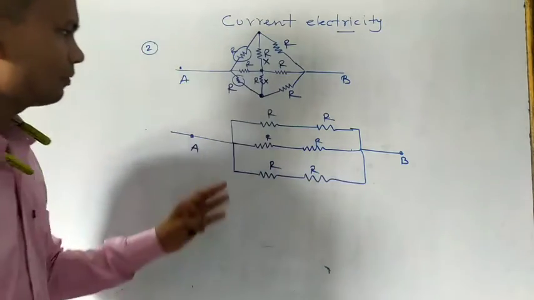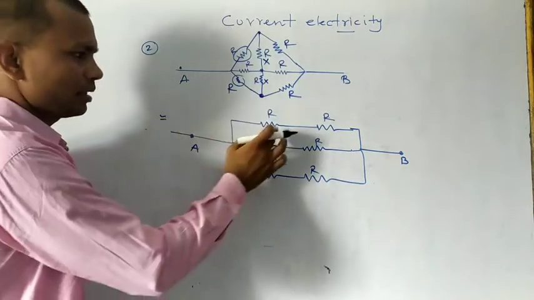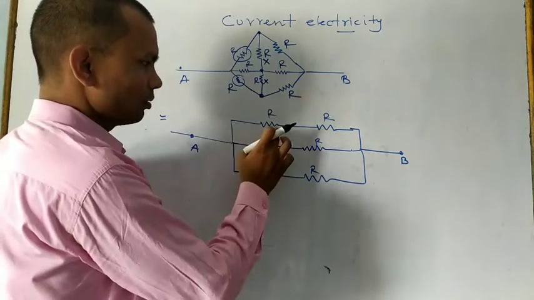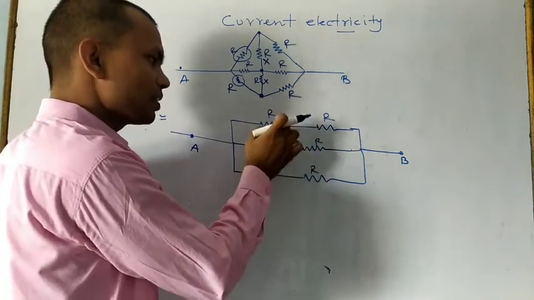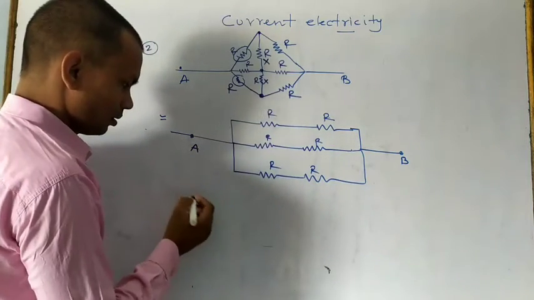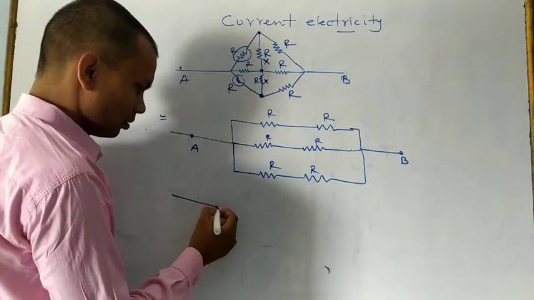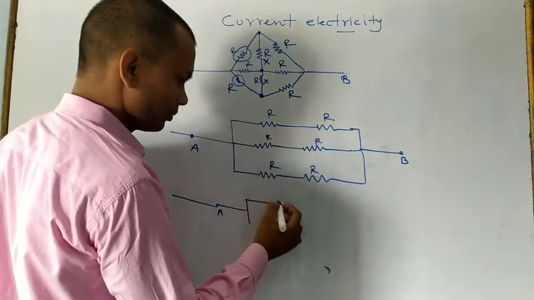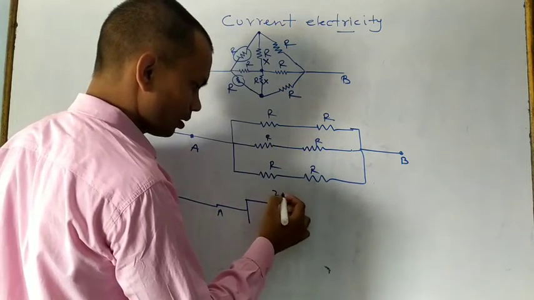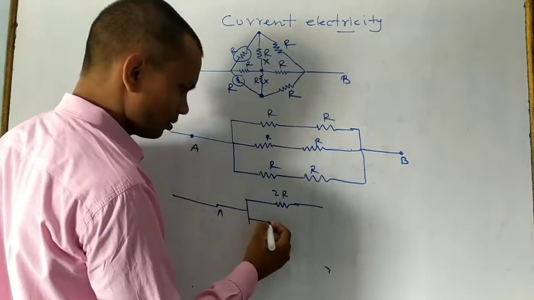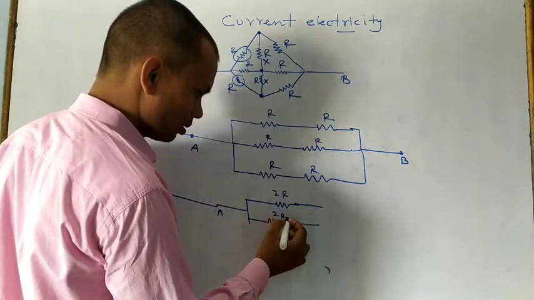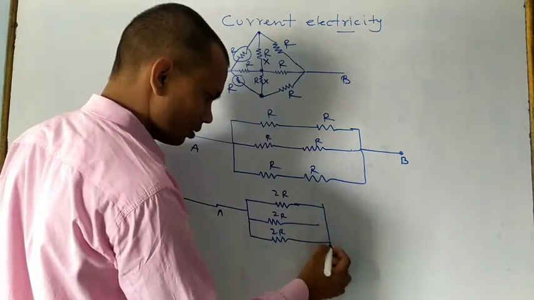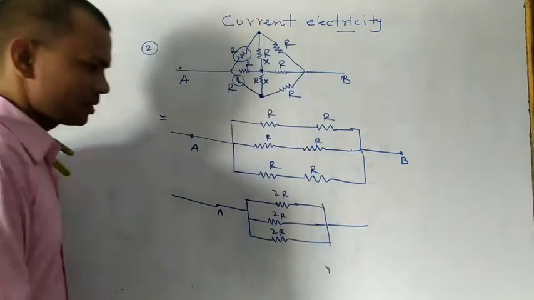Now if we reduce this, both are connected in series, this is also series, this is also series. So the equivalent resistance of this and this is what? Suppose this point is A. So this becomes 2R. And this is also 2R. And on the downside this is also 2R. Now after that you have to see.